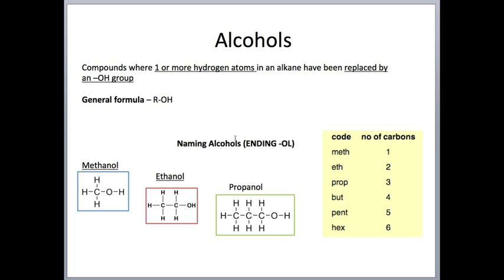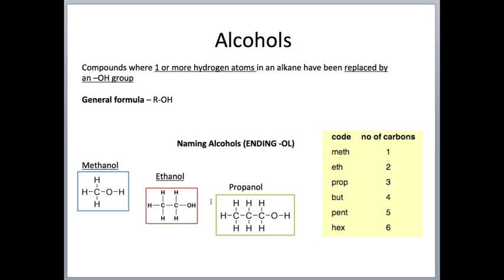So how do we name alcohols? Well, like most other organic compounds, we first look at the number of carbons and then we use the prefix. So for one carbon it's meth, for two it's eth, for three prop, and so on. And to show that it's an alcohol, we use the ending OL. So for example here we have one carbon, therefore it's meth, and because we have the OH group attached here, it's methanol.